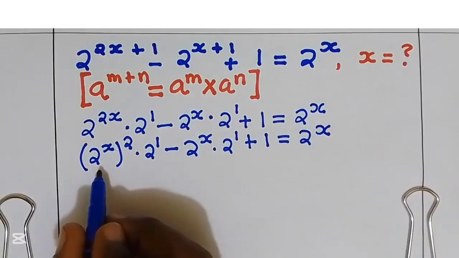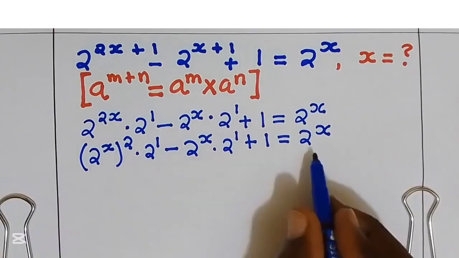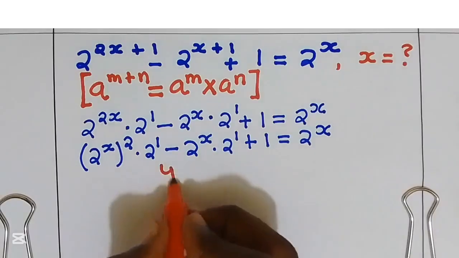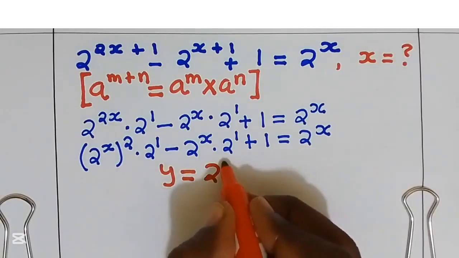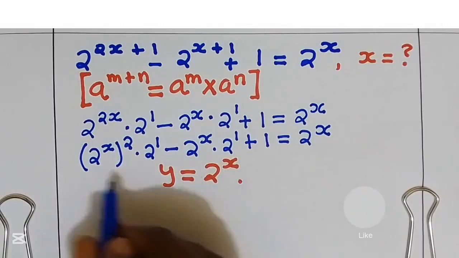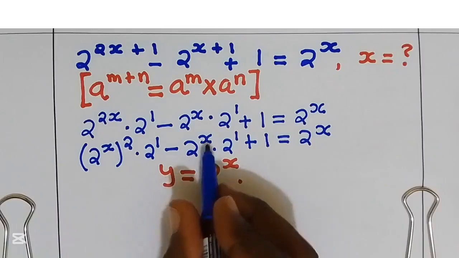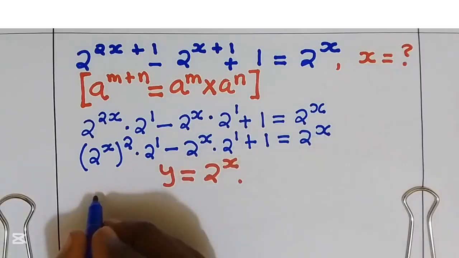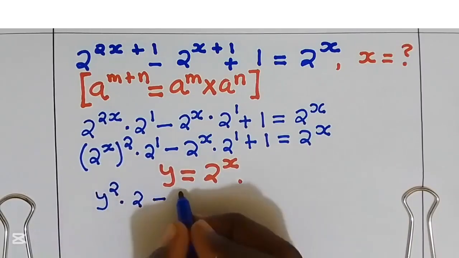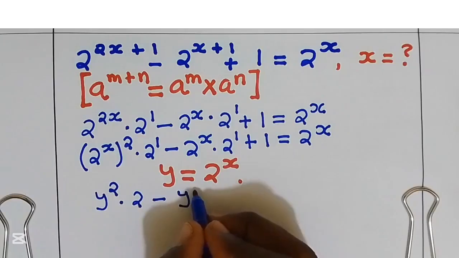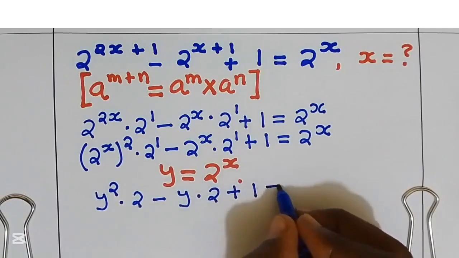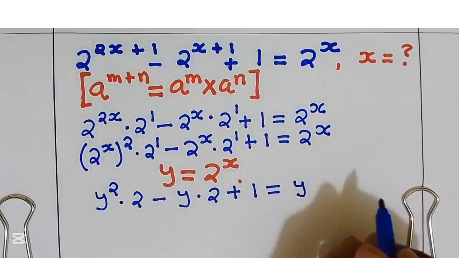We can see here 2 power x, 2 power x, and 2 power x are common. So now I will let y equal to 2 power x. I'm going to substitute y into each 2 power x. Y squared multiplied by 2, take away y multiplied by 2, plus 1. This is equal to y.